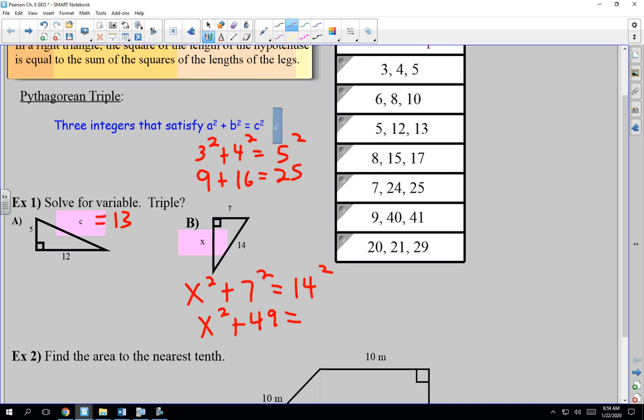It's 196. You've got your perfect squares memorized all the way through 20, right? No. Through 12? Yeah. 15? I did last year. You did last year? Okay. So subtract 49 from each side. So I've got x squared equals, let's see, what's 196 minus 49?